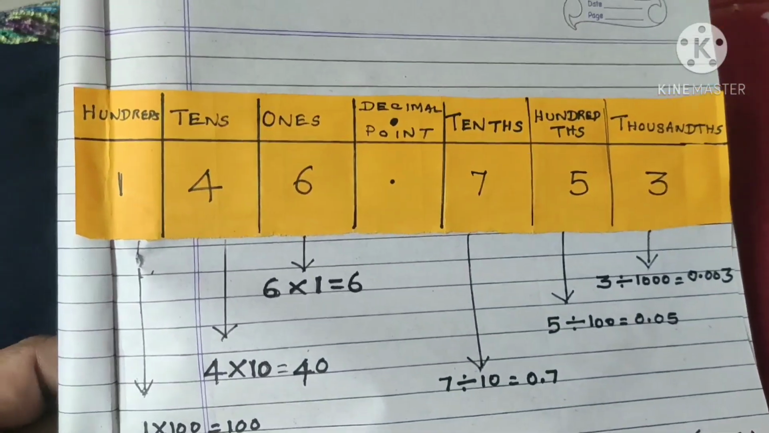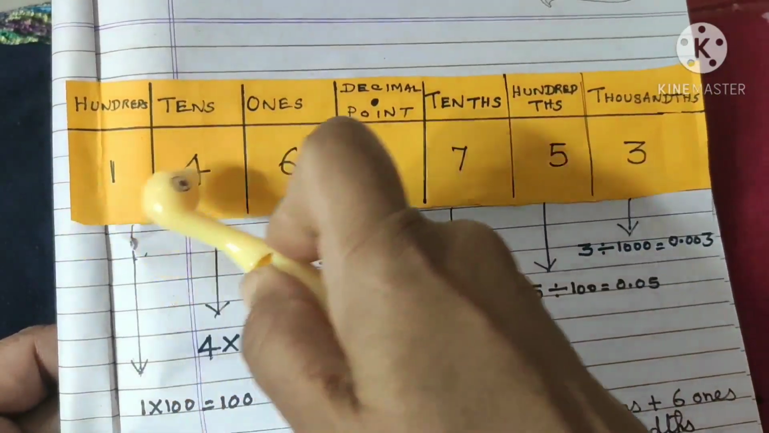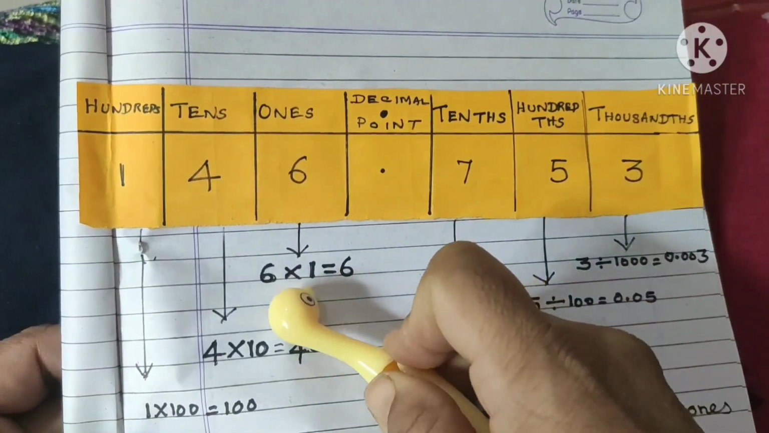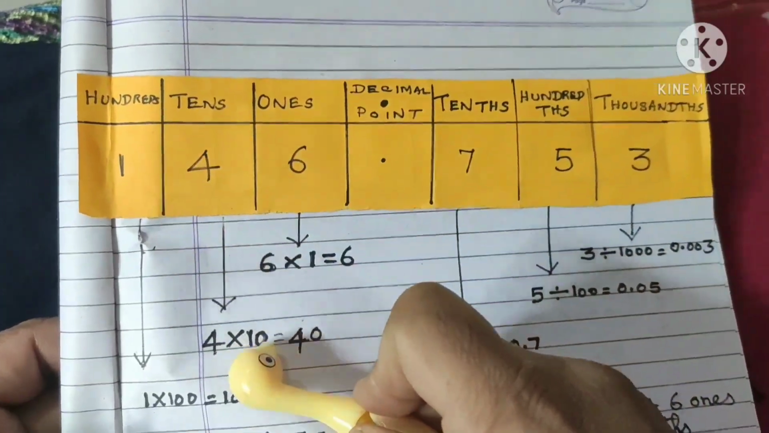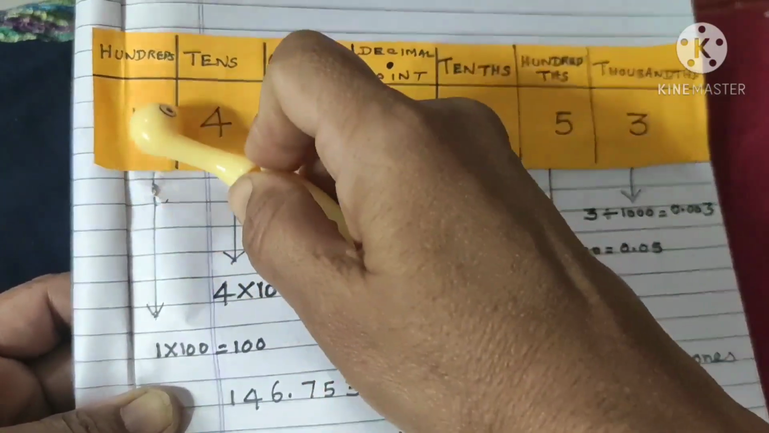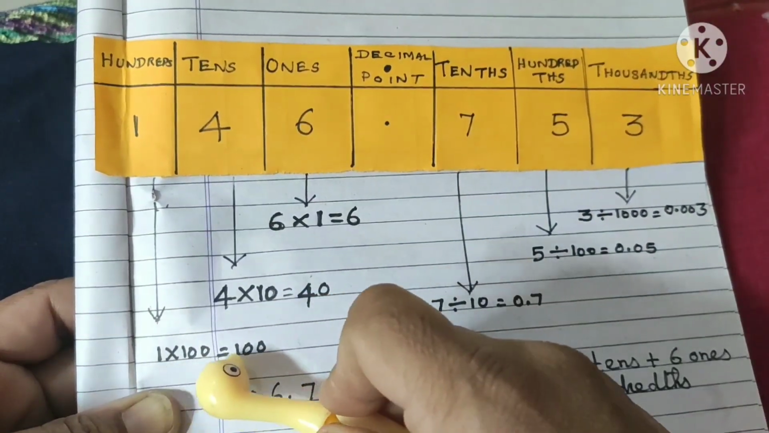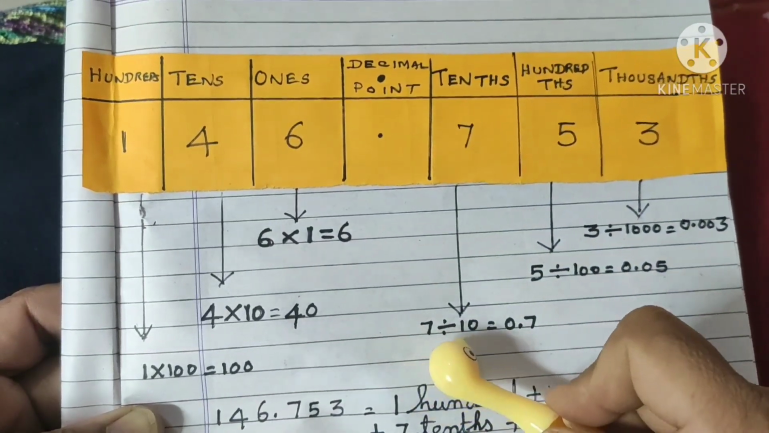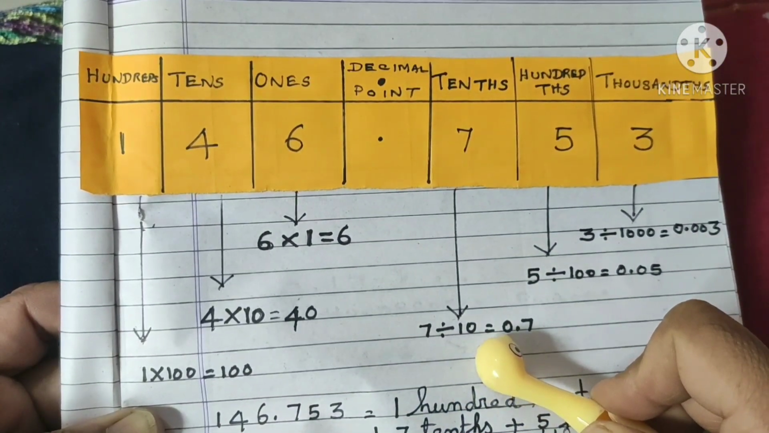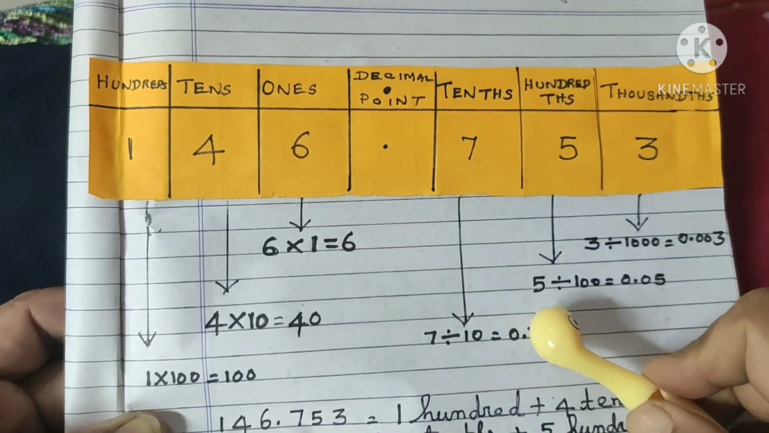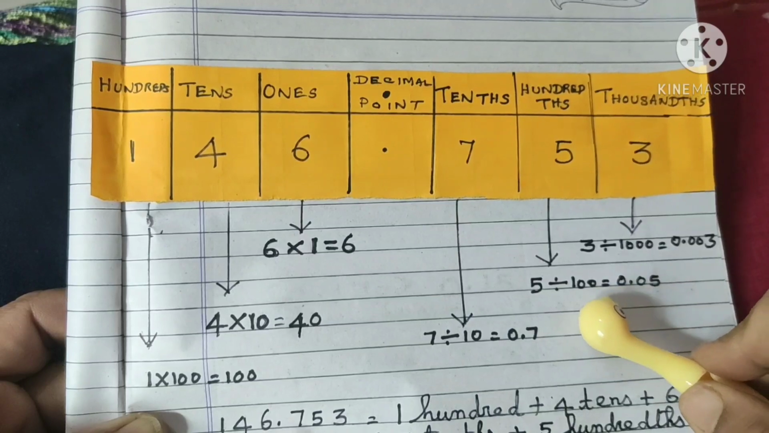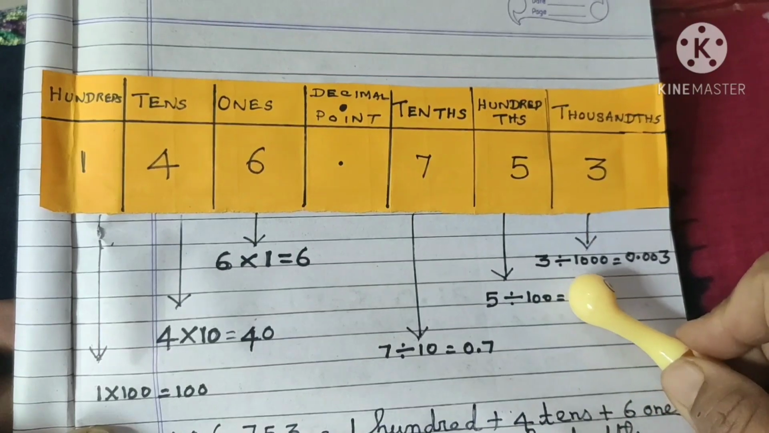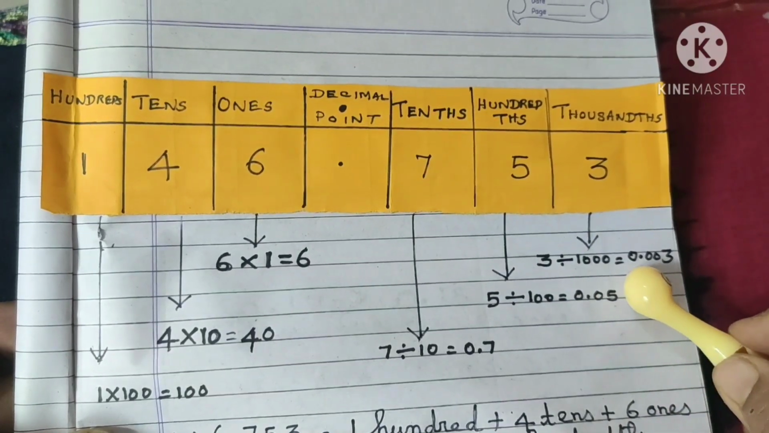How to expand the decimal number? 146.753. 6 multiplied by 1, 6. 4 in tens place, so 4 multiplied by 10, 40. 1 in hundreds place, so 1 multiplied by 100 is equal to 100. Then 7 in tenths place, 7 divided by 10 is equal to 0.7. Then 5 in hundredths place, 5 upon 100 is equal to 0.05. 3 in thousandths place, 3 upon 1000 is equal to 0.003.